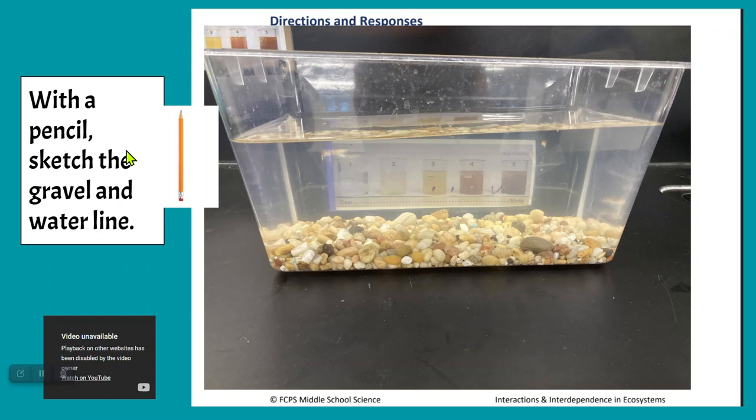Right now, you can use a pencil and you can kind of sketch across the level of the water that you can see, and you can sketch roughly where the gravel is, and in each one of your ecosystems you should have a bigger rock as well. So just have an idea of what your ecosystem looks like.